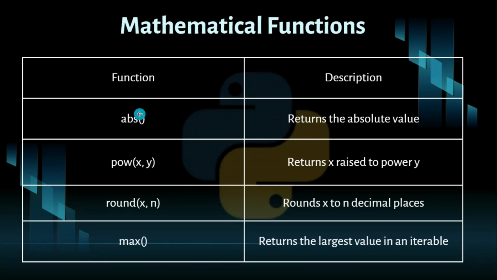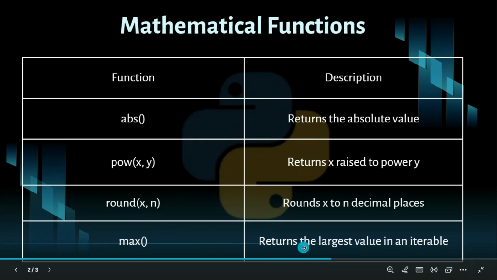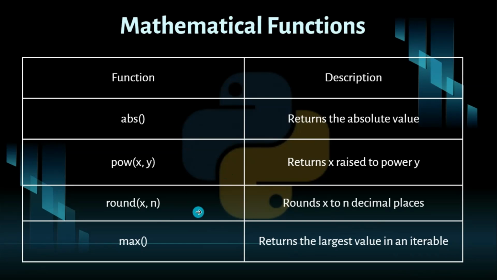Here we have abs, the absolute value. It returns the absolute value. Power function, it takes x and y, and returns x raised to power y. A round function, round(x, n), returns x rounded to n decimal places. And here we have the max function. It returns the largest value in an iterable. So let's perform these four functions in our Jupyter notebook.